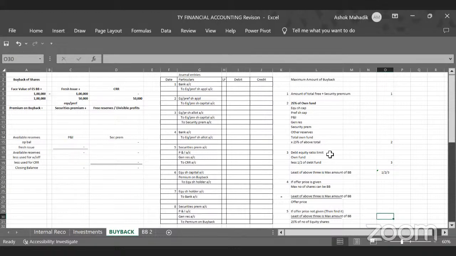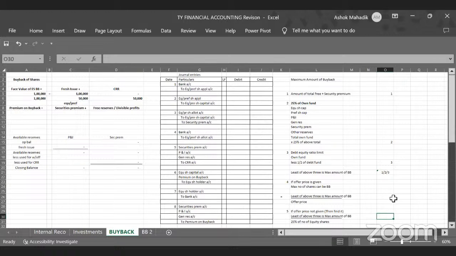Again, we have already calculated the least of the above three. There is a limit on the number of equity shares which can be bought back. It is 25%. You cannot at a time buy back more than 25% of equity shares. So the least of 1 to 3 divided by 25% of equity shares. Number of equity shares, don't take capital. Divide by number of equity shares, you will get the offer price. Then you can again use working note number 4 to get the number of shares. It will be the same only.